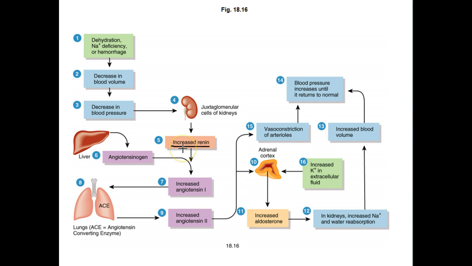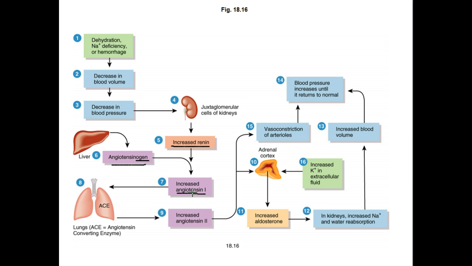What does renin do? Renin converts angiotensinogen to angiotensin 1. So angiotensinogen is a precursor, and you know it's a precursor because it's anything that ends in OGEN. So you see the word angiotensin and then angiotensinogen. That's going to mean that it's a precursor, and angiotensin is the enzyme. So renin turns this angiotensinogen into angiotensin 1.